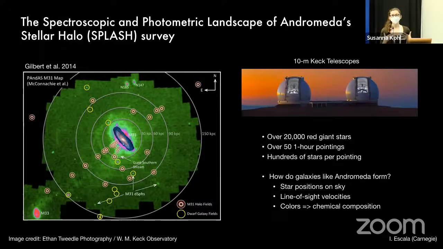So what type of information do we get from our observations? Well, we know the positions of the stars on the sky. And from the spectra, we can obtain line of sight velocities. We also have information about the colors of the stars, which are related to their chemical composition.